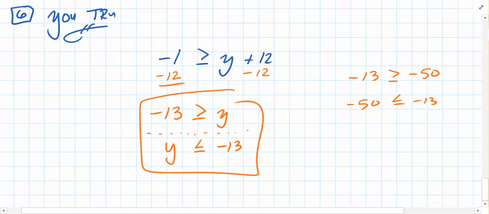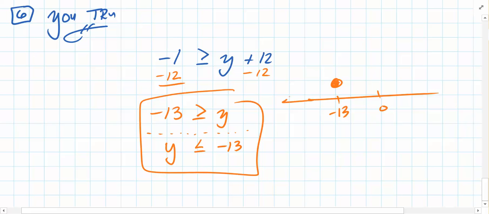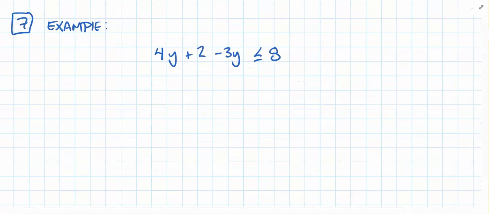That being the case, my graph should look like this, okay? Here's 0. Here's negative 13. It's a closed dot, and which way is it going, you guys? It's going to the left. So this is what you should have as a graph. Okay, similar to the ones we've done before, but I just threw in another variable there, right? Can we handle that? Of course we can handle that.